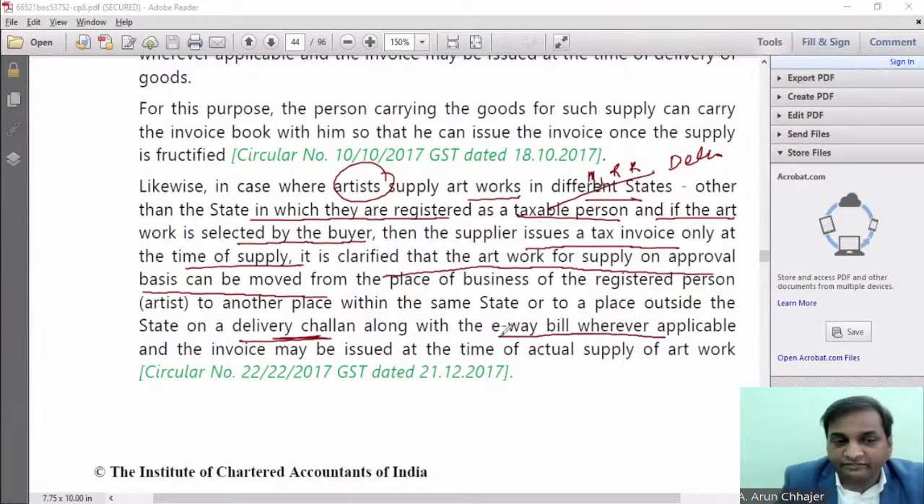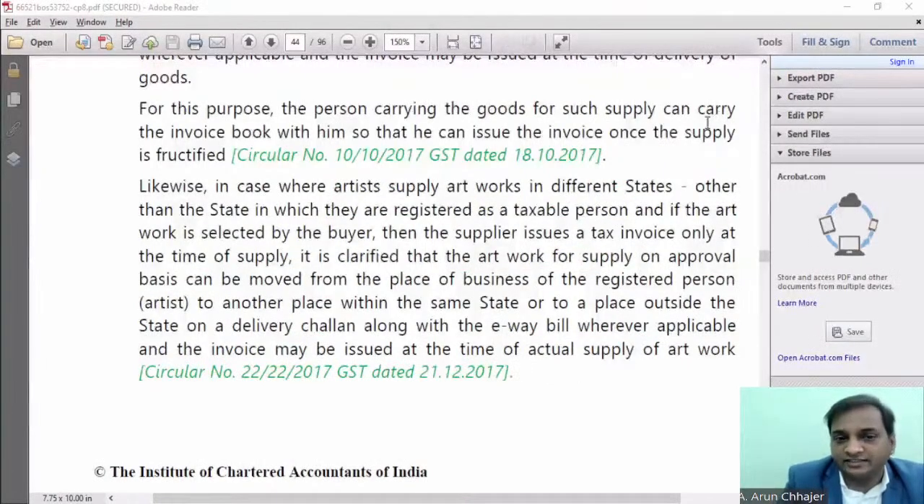Along with e-way bill wherever applicable, the invoice may be issued at the time of actual supply of the artwork. The same they are saying in Circular 10 for jewelry.